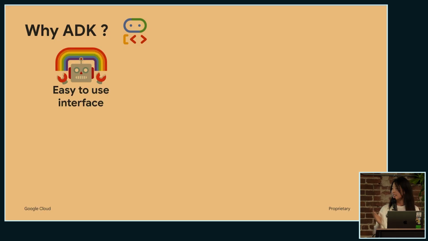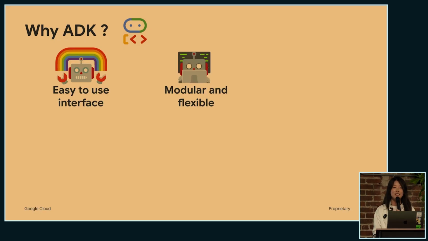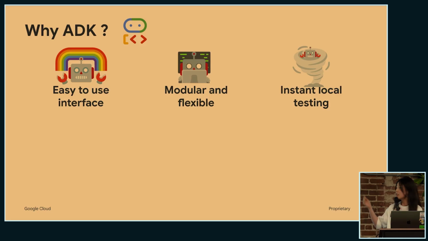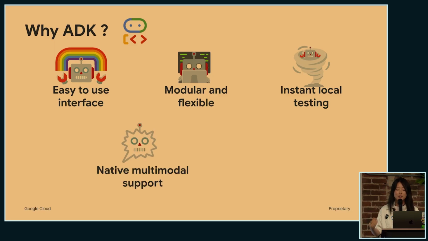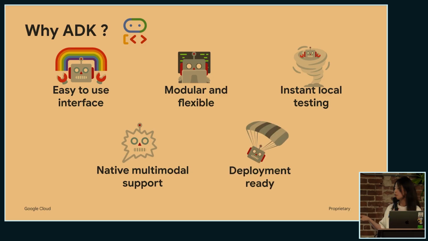That said, why ADK? Because it's an easy-to-use interface, it's modular, flexible, with instant local testing. I'm going to show you how to run locally with ADK Web, so you're going to see all the tracing and events very easily in the UI. Also, it has native multimodal support. You can see in the UI it supports image or voice input as well, and it's deployment ready. You can easily deploy to Cloud Run or Vertex AI. And in today's MCP server, I'm going to show you how to deploy to Cloud Run.